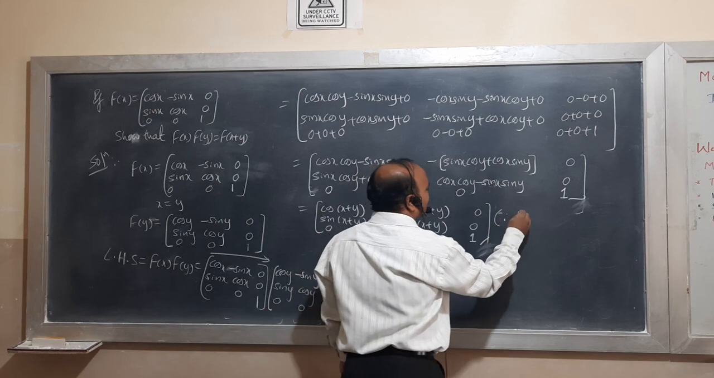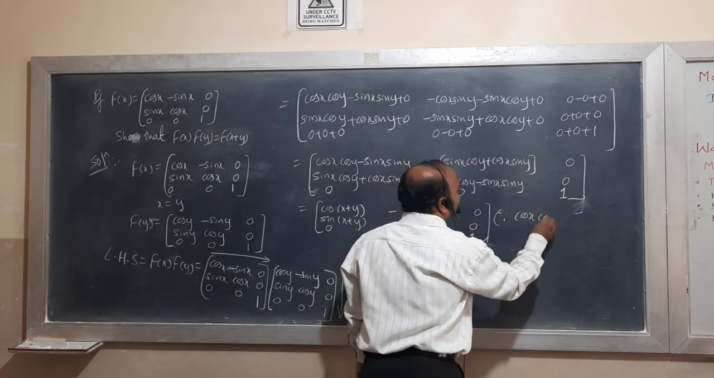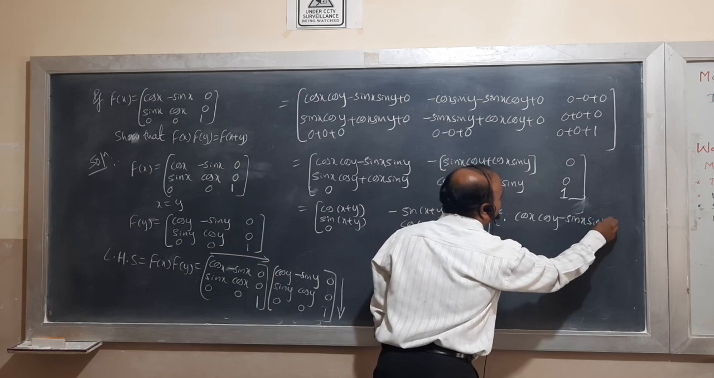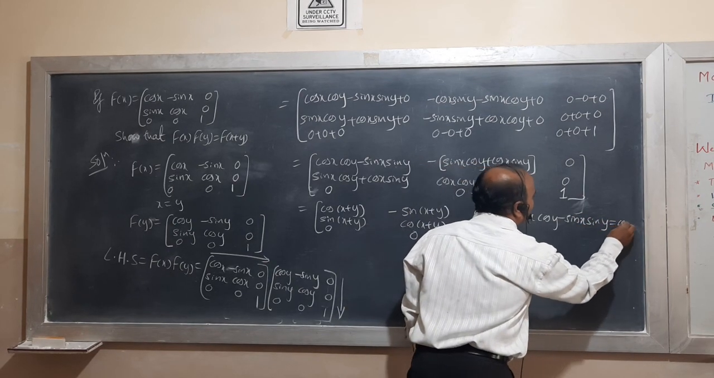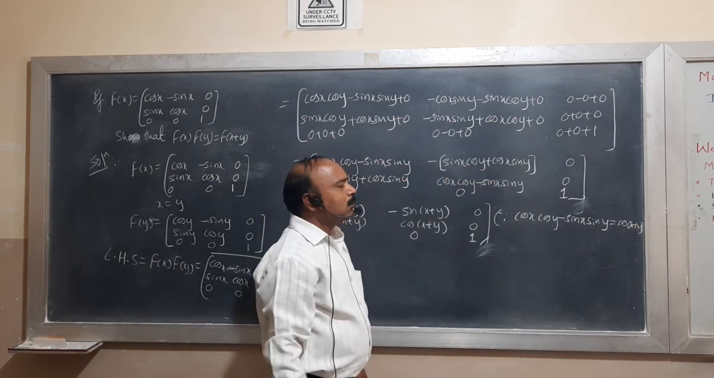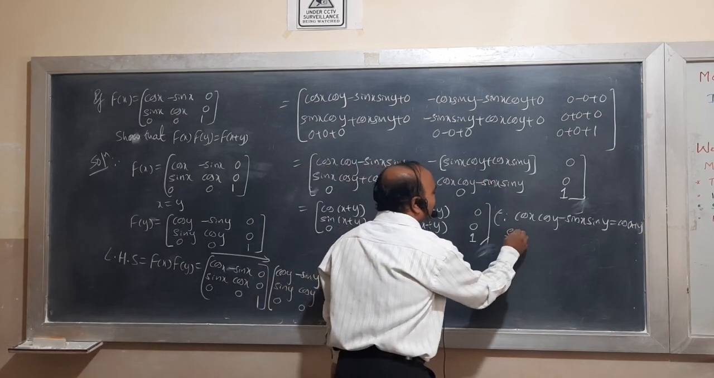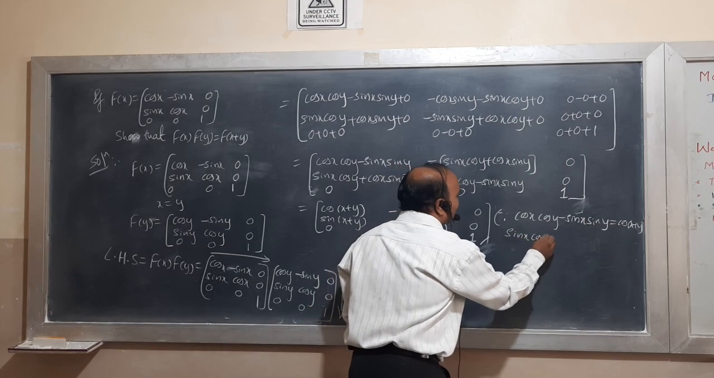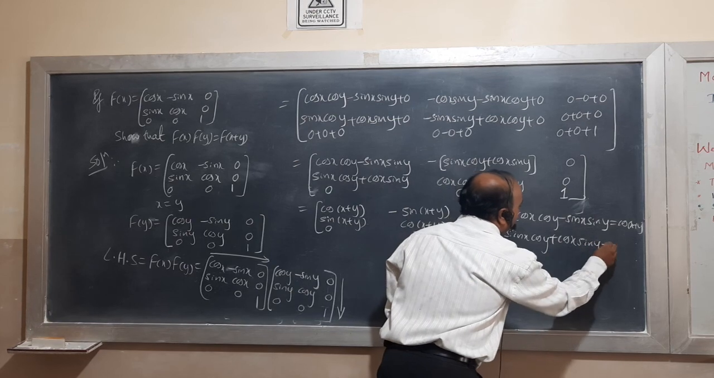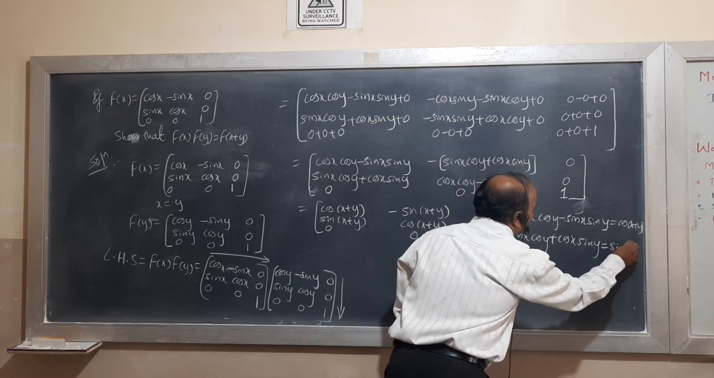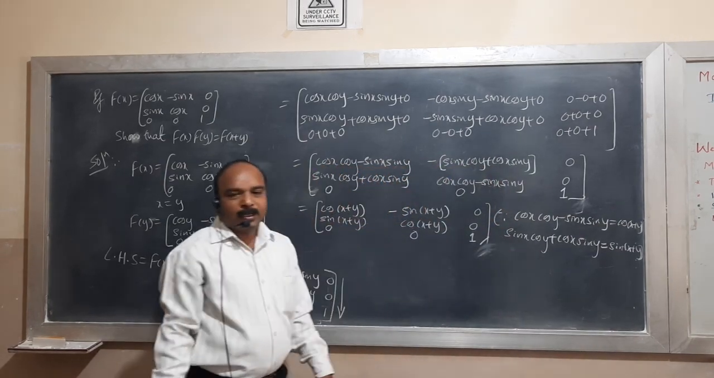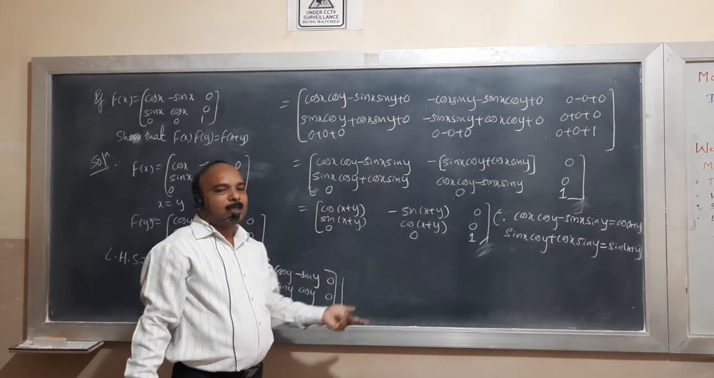Because you know that cos x cos y minus sin x sin y is always equal to cos of x plus y. It is a standard formula. Similarly, sin x cos y plus cos x sin y is always equal to sin of x plus y. These two are compound angles. According to that we write the result.